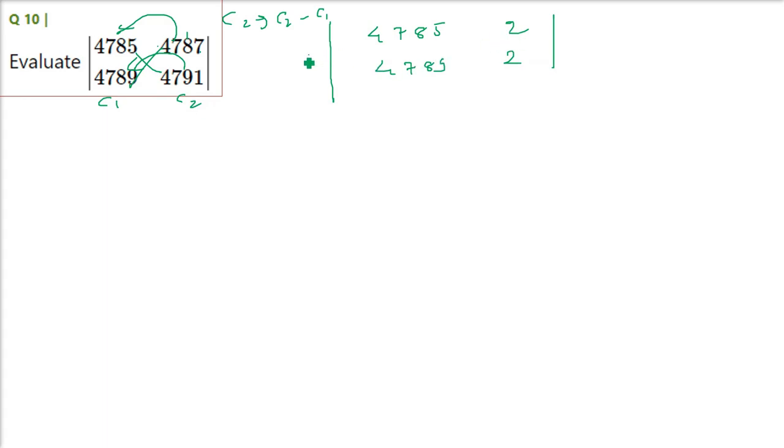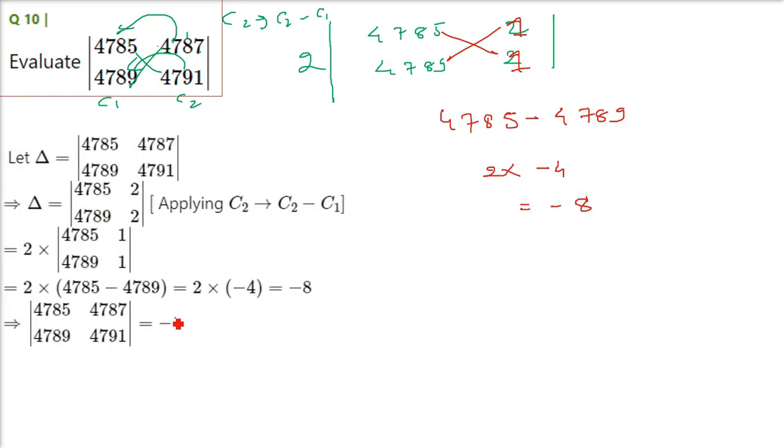So now we take 2 common. When we take 2 common, you get 1 inside. Now you can directly do 4785 into 1 minus 4789 into 1, and that is 4785 minus 4789, which is going to be negative 4. 2 into negative 4 is negative 8. This is your answer. Minus 8 will be the answer.